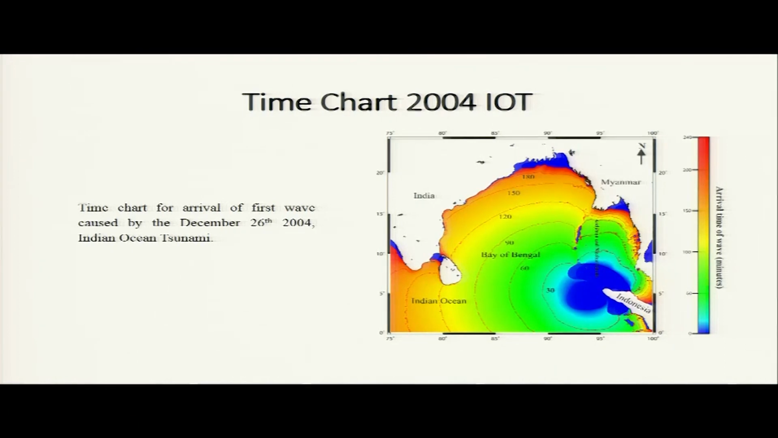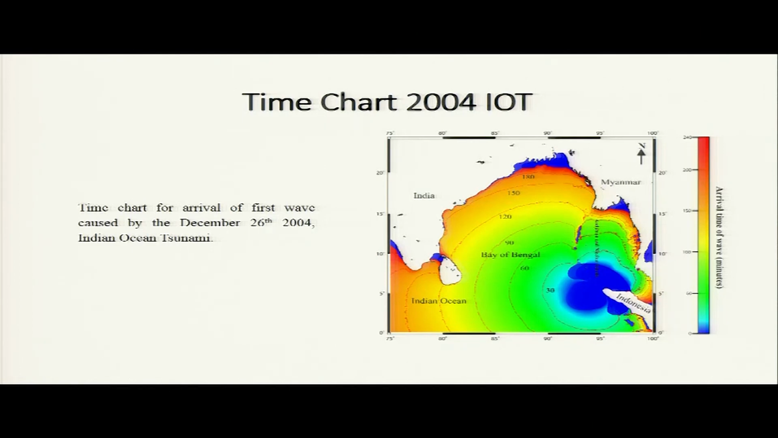So, here is the time chart of the Indian Ocean tsunami of 2004. As you can see, it took around 180 minutes or around 150 minutes to reach the Indian Ocean part, but only 10 to 20 minutes to reach the epicentral position, that is in Indonesia. So, after modeling the data, we have the observed parameters of this 2004 Indian Ocean tsunami. So, we need to validate our model data.